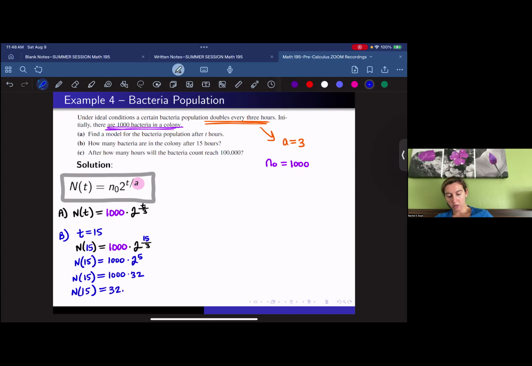So technically, you really didn't even need to use a calculator. This is all very computable in your head. We get after 15 hours, 32,000 bacteria are in the colony. And we're done.